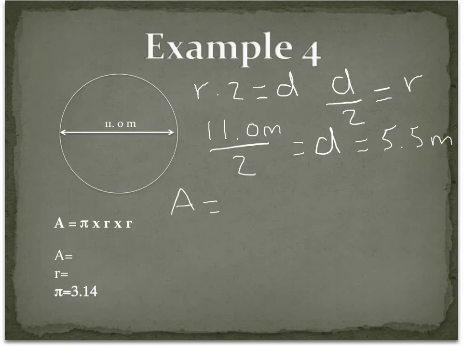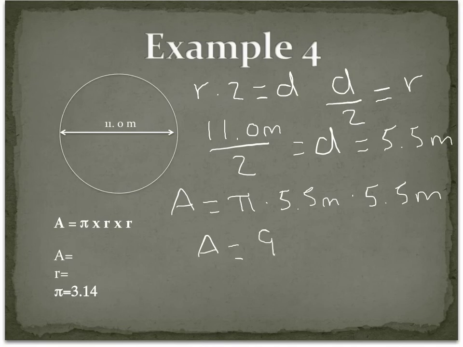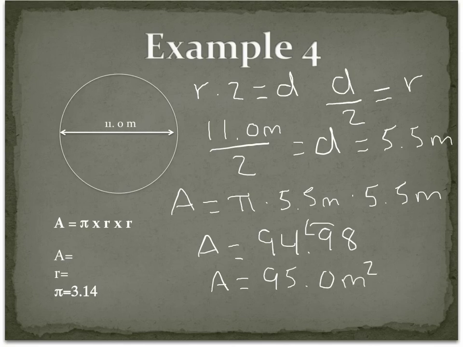So area is equal to pi times our radius, which is 5.5 meters, times our radius again, which is 5.5 meters. So our area gives us a value equal to 94.98. So we're going to have to round up, which gives us an area value equal to 95.0 meters squared. Now again, it's important to recognize that we did include 1 decimal place, and we also included our meters squared.